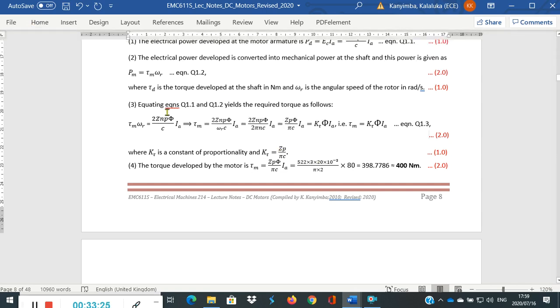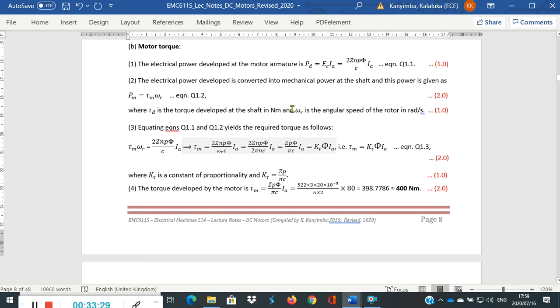Okay, so let's go through that one again. We are equating the two equations. Mechanical power is equal to electrical power. So tau M omega R is equal to 2ZNP phi divided by C times IA. We are looking for the torque, mechanical torque, so make that the subject of the formula. So tau M is equal to 2ZNP phi divided by omega R times C times IA.